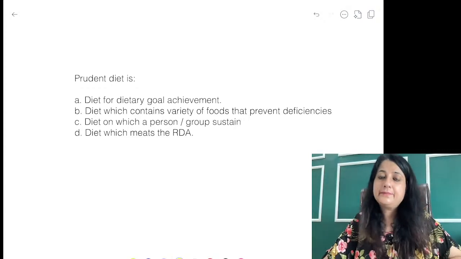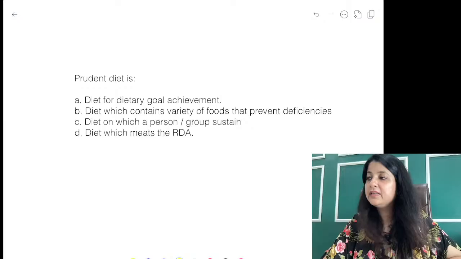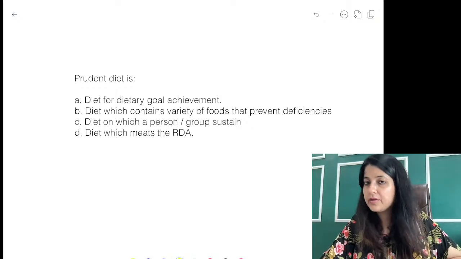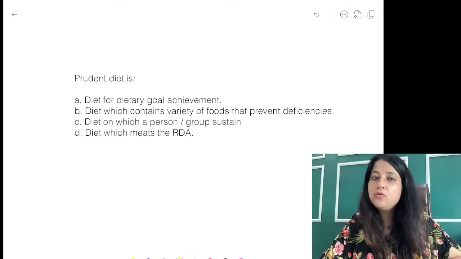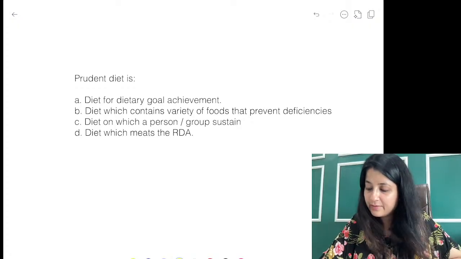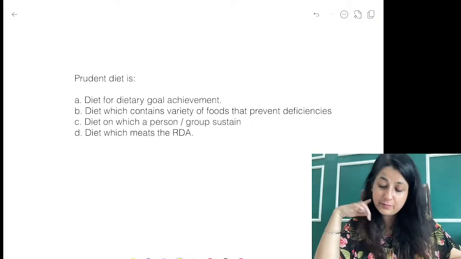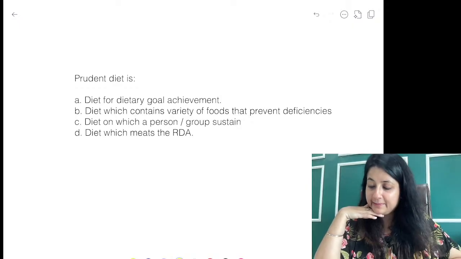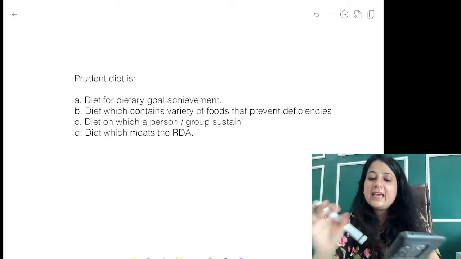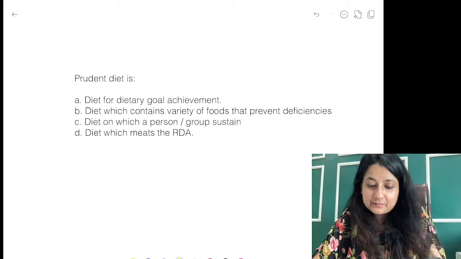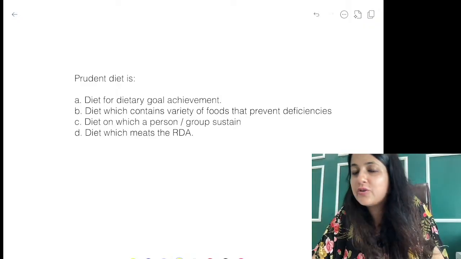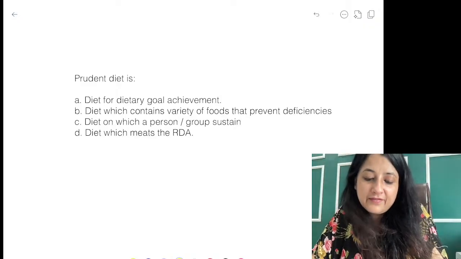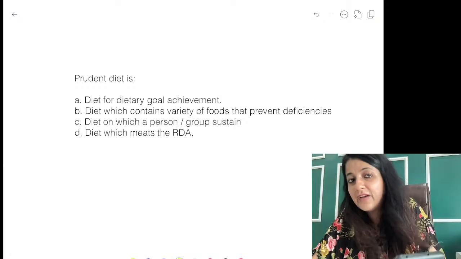What is prudent diet? Prudent diet क्या होता है? जिनेवा में WHO है. Yes, FAO का हेडक्वार्टर रोम में. What do you mean by prudent diet, everybody? Prudent diet is diet for dietary goal achievement, diet which contains variety of food that prevent deficiencies, diet on which a person sustain, diet which means RDA. नहीं, it's not option B, guys. I had taken up this question in Sure Shot NEETPG also, because I have this hint, a couple of you, most of you in fact would not get it correct.